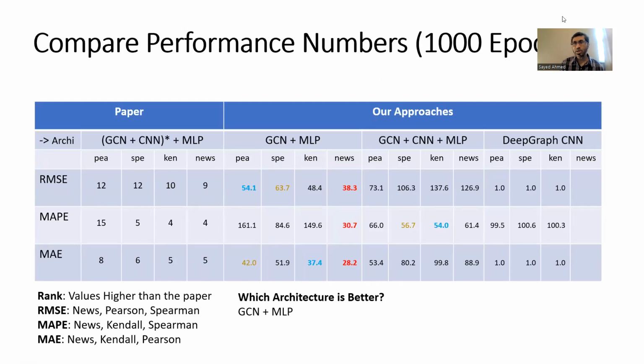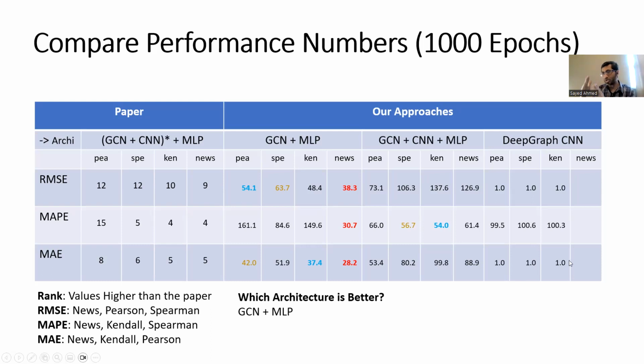Anyway, let's compare the performance numbers. This is from the paper itself. This is my different approach, GCN plus MLP, GCN CNN MLP. And deep graph CNN, I put it here, but I will ignore it. You can see perfection level, but I don't have many training and testing graphs and other things, and the target variable probably was not set up properly. So I'll ignore it and compare the others.